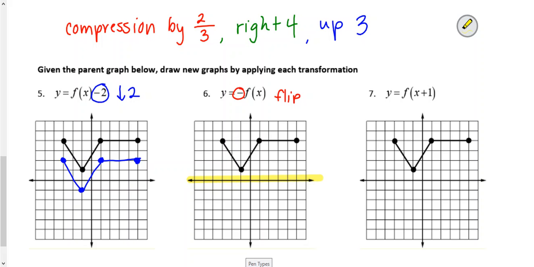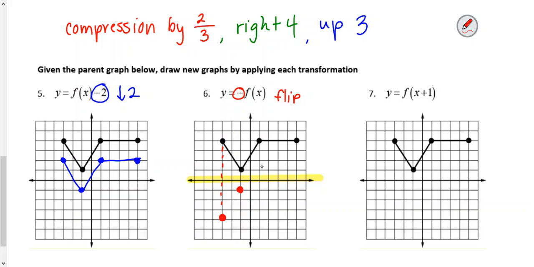So I'm going to now take my points. I'm going to see, well, this first point is up 1, 2, 3, 4. So to flip it, I have to go down 4. 1, 2, 3, 4. There's my new point. This next point is up 1. So to flip it, I would go down 1.